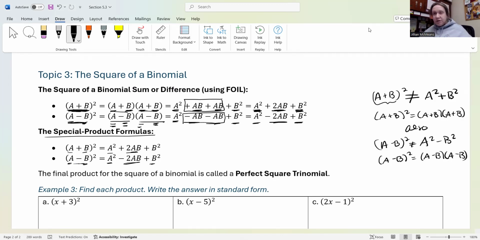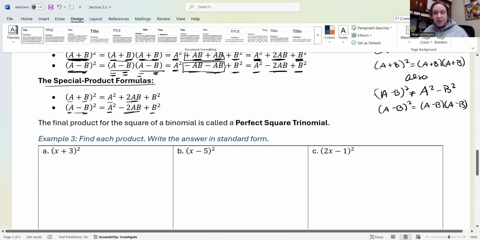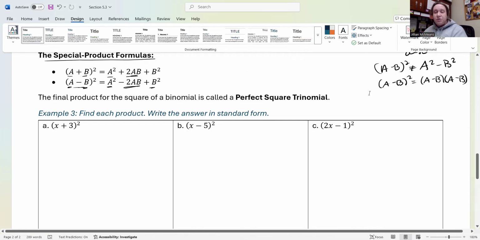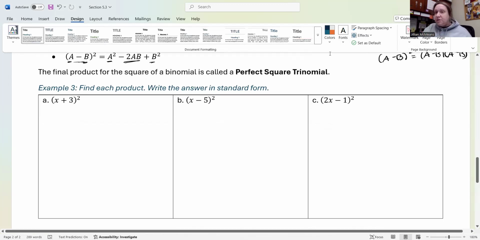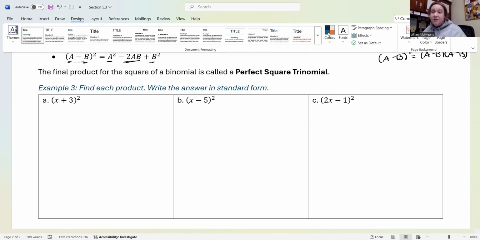So for the first couple of these, we're going to do just like we did in the previous example. We're going to use the FOIL method first just to prove to ourselves, hey, this really is true. And then for the last one, we'll use the special product formula. These special product formulas are really time savers, okay? Okay, so for example 3, it says find each product, write the answer in standard form.